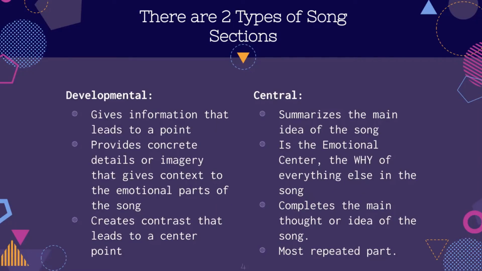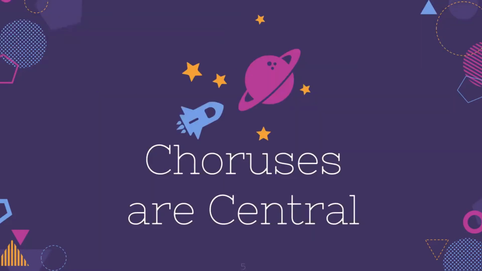So within a song, there's really two types of sections. There's developmental sections, which give information that leads to a point. It provides concrete details or imagery that gives context to the emotional parts of the song, and it creates contrast that leads to the central idea. Now, the central idea summarizes the main idea of the song. It's more emotional, it's the why everything else in the song matters, and it really completes the main thought or the idea of the song. And it's usually the most repeated part. So, probably not a surprise, choruses are the central idea or the central section of your song.